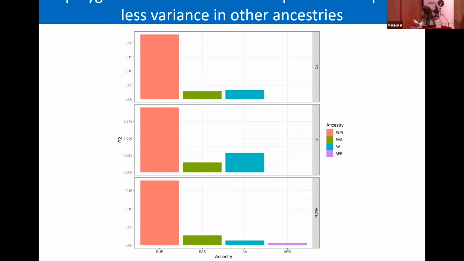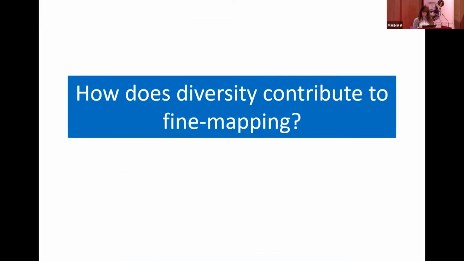You can see that obviously if you build it based on Europeans, the trait variance explained does better than if I just take my genome-wide significant variance. Okay, so no surprises. But also that it does much worse in the other ancestries. Again, no surprises, it's been published many times before. But we were asked to do it, so we did.